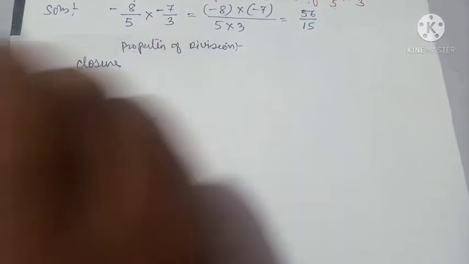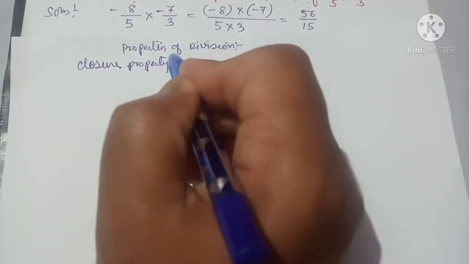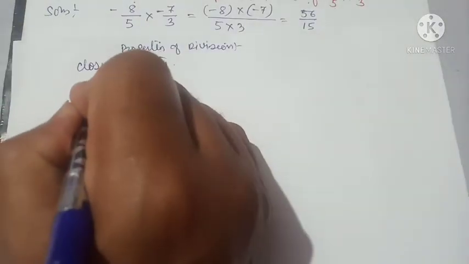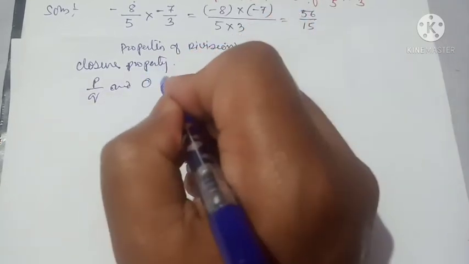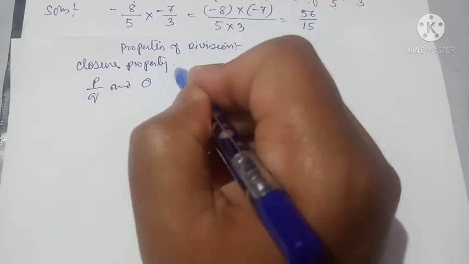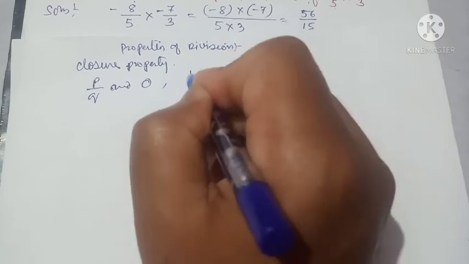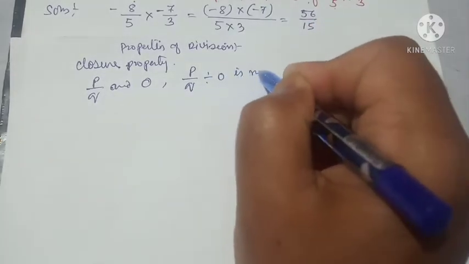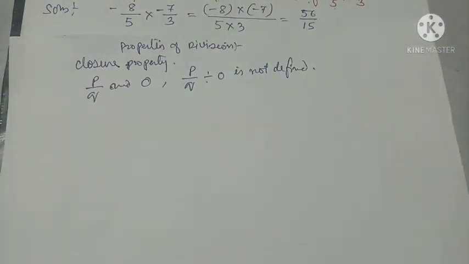Closure property. For the set of rational numbers, the closure property does not hold under division, because if you take p by q and divide by 0, both are rational numbers, but if you divide p by q by 0, then the answer is not defined. So we can say that the closure property does not hold under division.